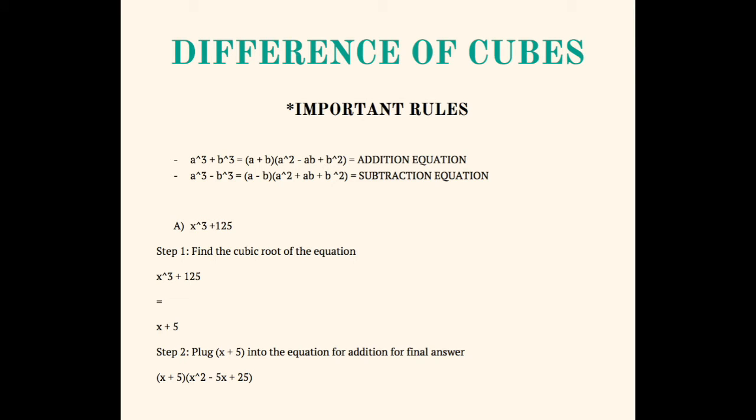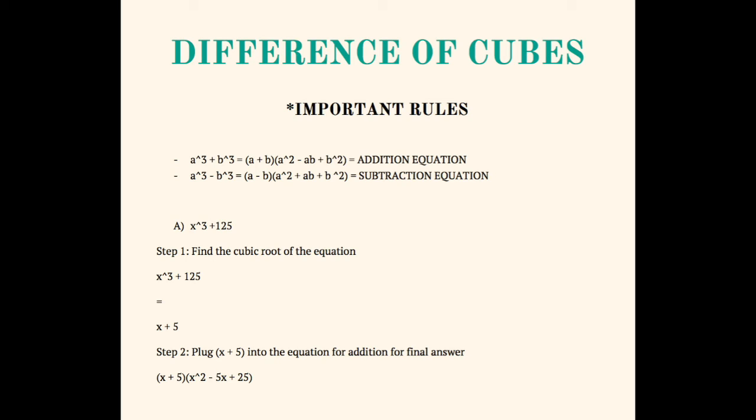Difference of cubes. Important rules. Remember, there's an addition equation and a subtraction equation. A. X to the power of 3 plus 125. Step 1. Find the cubic root of the equation. X to the power of 3 plus 125 equals x plus 5.